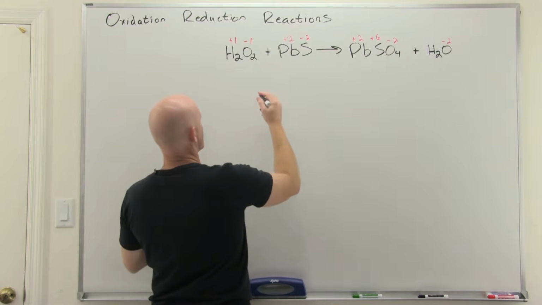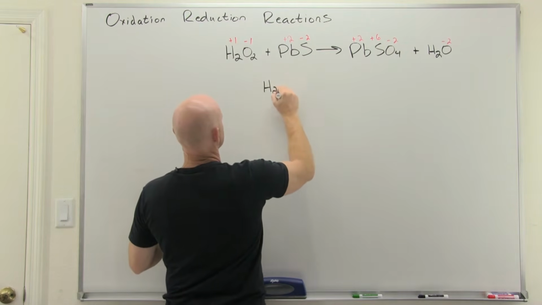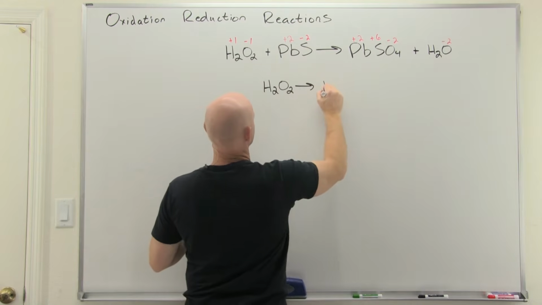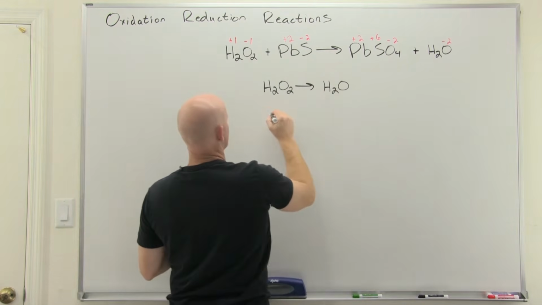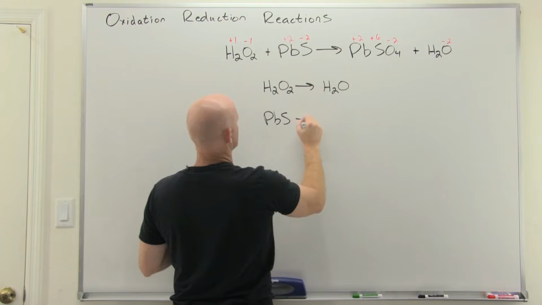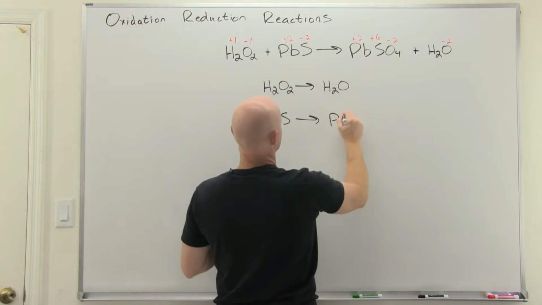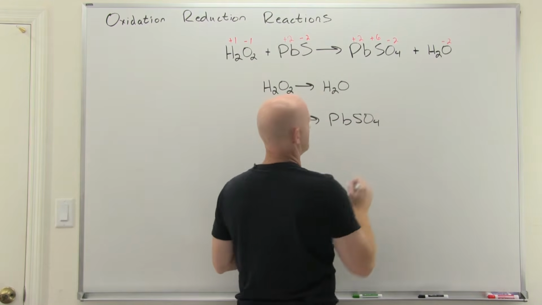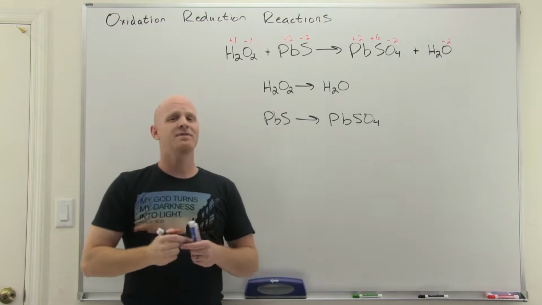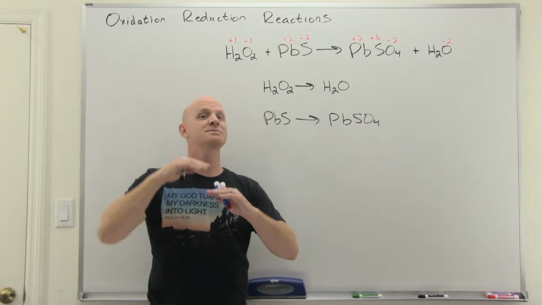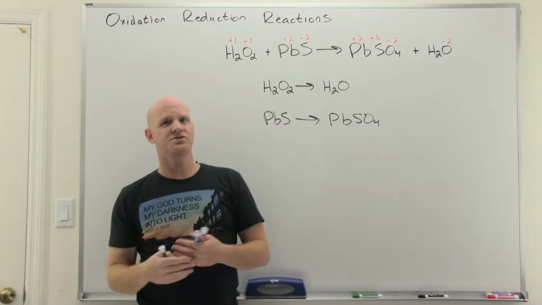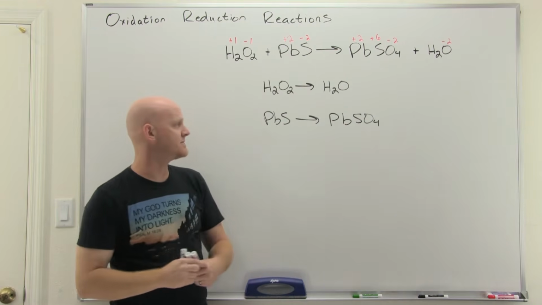And so in this case, we're going to have one half reaction where H2O2 goes to water, and then we'll have another one where PbS goes to PbSO4. So first step, find who's getting oxidized, find who's getting reduced, and split it up into separate half reactions. One oxidation half, one reduction half.